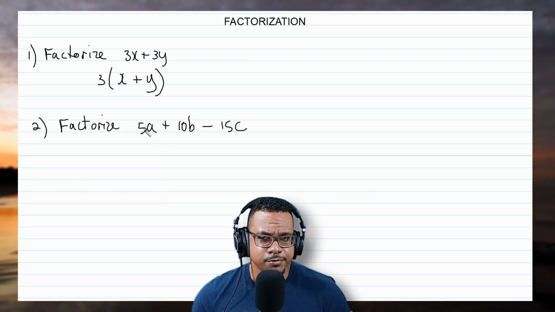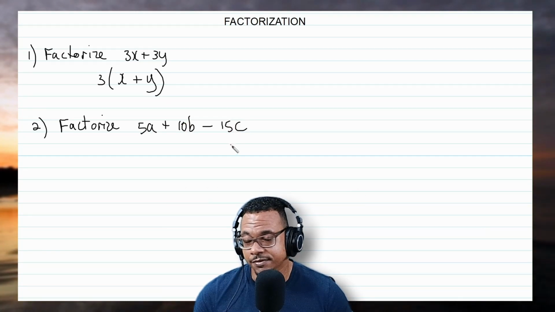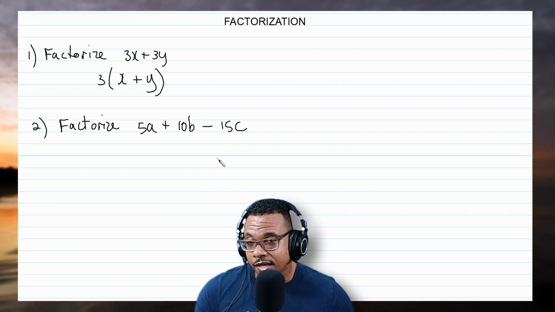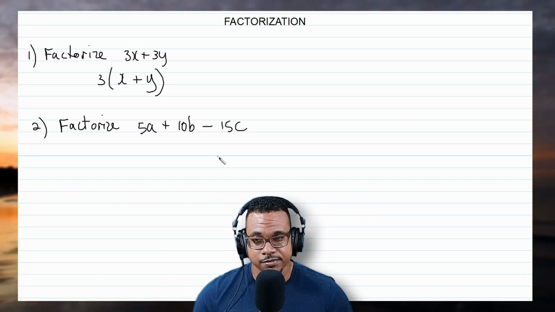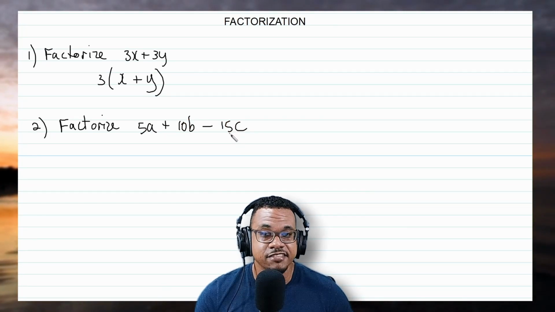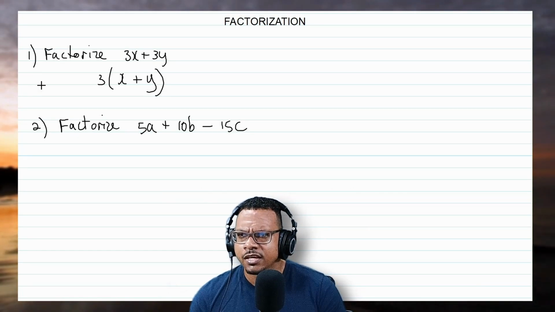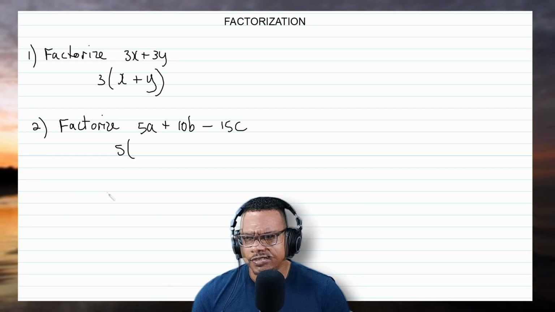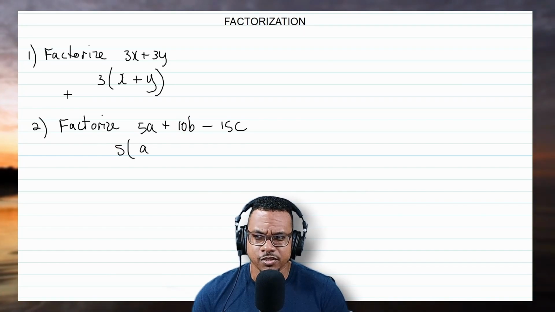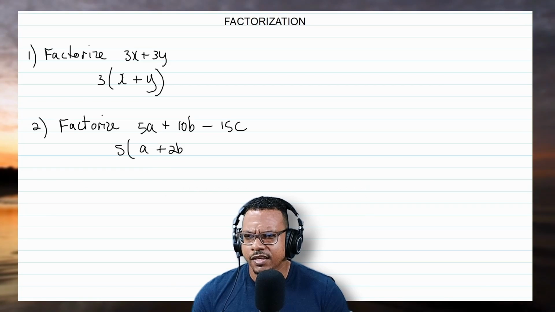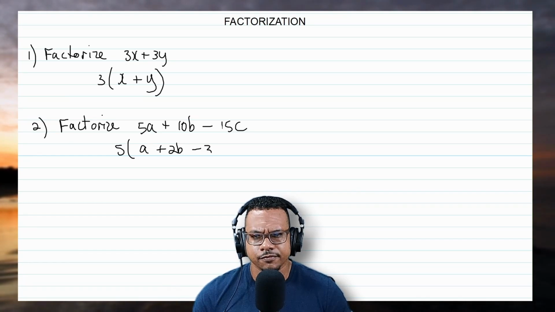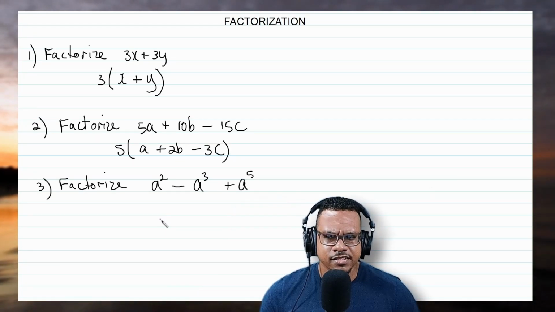Now in this question, I have three terms, 5a, 10b, and 15c. Alright, now again, I'm looking for the highest thing that can go into all the terms. So it's obvious that 5 could go into 5a, 5 could go into 10b, and 5 could go into 15c, and 5 is the highest thing that can go into all three terms. So I'm going to put my 5, I'm going to open brackets, and then I'm going to say that 5a divided by 5, which is a. This is positive 10b divided by 5, which will give you a positive 2b. And then I'll have negative 15c divided by 5, which is negative 3c. And that's my answer.